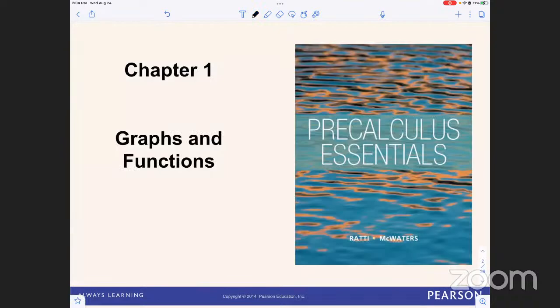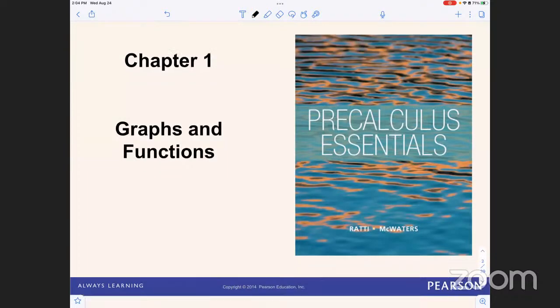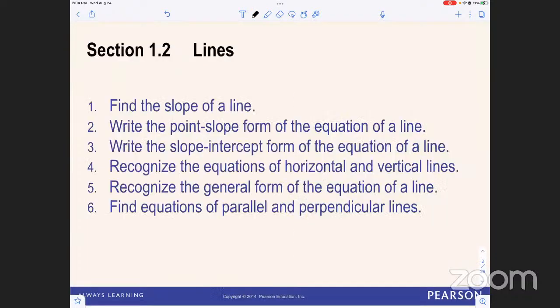Okay, so let's start here. We're going to continue chapter one, graphs and functions. And today we're going to be going through as much of section 1.2 lines as we can. A few objectives. We'd like to find the slope of a line, write the point-slope form of the equation of a line, and write the slope-intercept form of the equation of a line. We'd like to recognize the equations of horizontal and vertical lines. We'd like to recognize the general form of the equation of a line. And we'd like to find equations of parallel and perpendicular lines. Now, let me see.